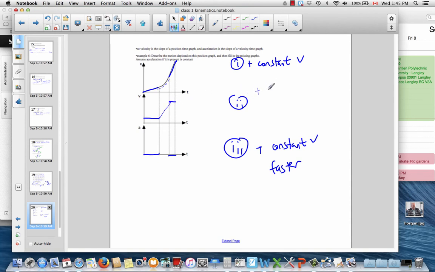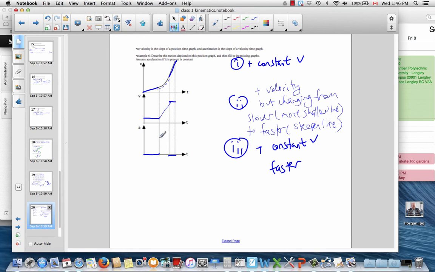So it's still a positive velocity, but it's changing. It's non-constant. So it's changing from a slower, more shallow line to a faster, which is a steeper line on the position graph. Okay, so now the acceleration, which would be the slope of the velocity, the rate of change of velocity, has a non-zero value and looks like that.